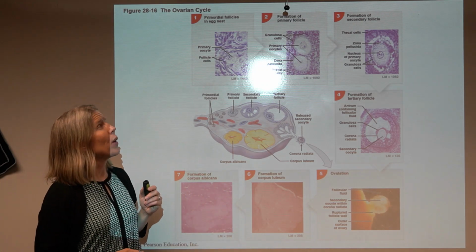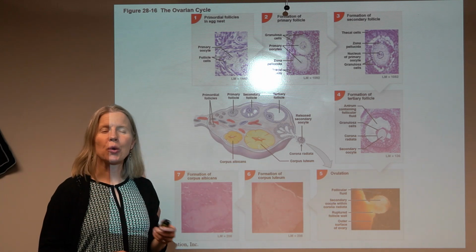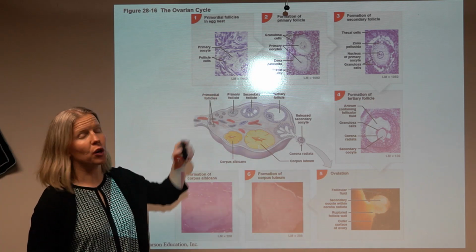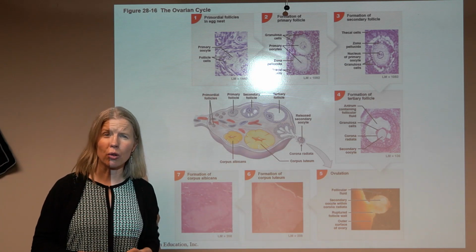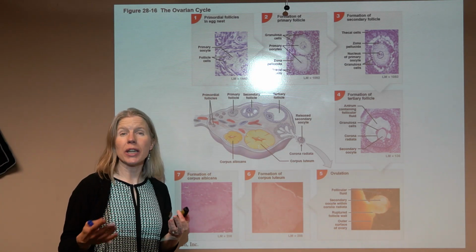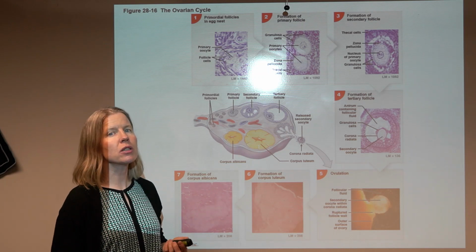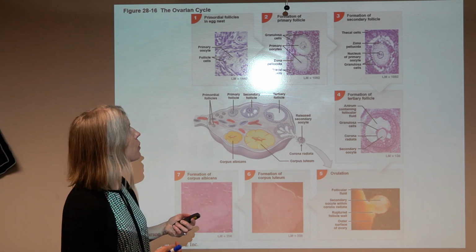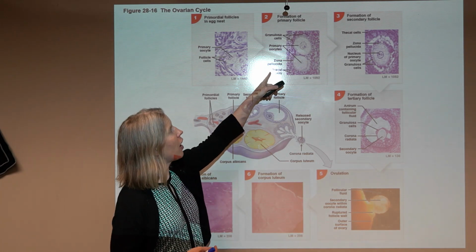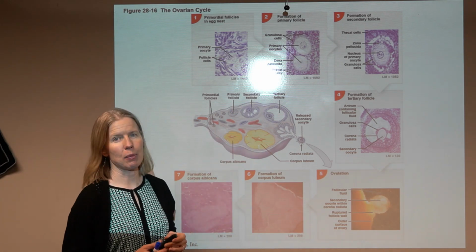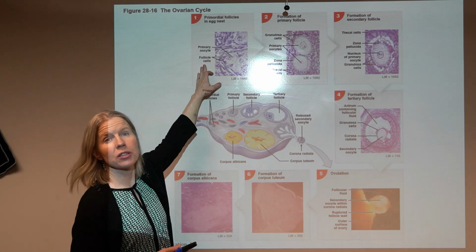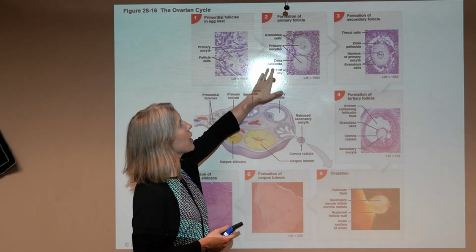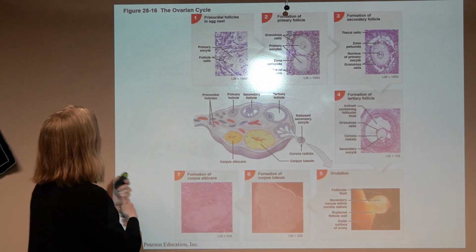Now, we don't start moving until we hit puberty. When we hit puberty, some of these follicles will start becoming primary follicles. You really, at that point, only have a couple 100,000 of those follicles left. The rest have undergone atresia. So in the primary follicle, what we see happening is those follicle cells start maturing into what are called granulosa cells and thecal cells.